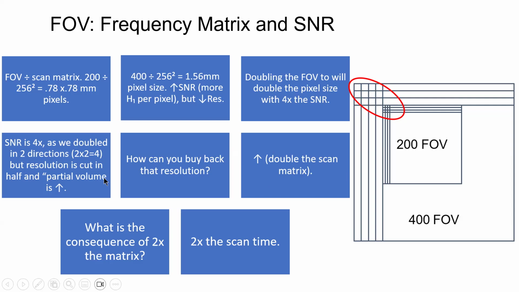Okay. So with a bigger pixel, you're also going to get worse partial volume effect. And I'll go over partial volume effect soon enough. Okay. So if you go from 200 to 400, you lose your resolution. How do you buy back that resolution? You can double your matrix. But when you double your matrix, what happens? Your scan time goes up by 2.